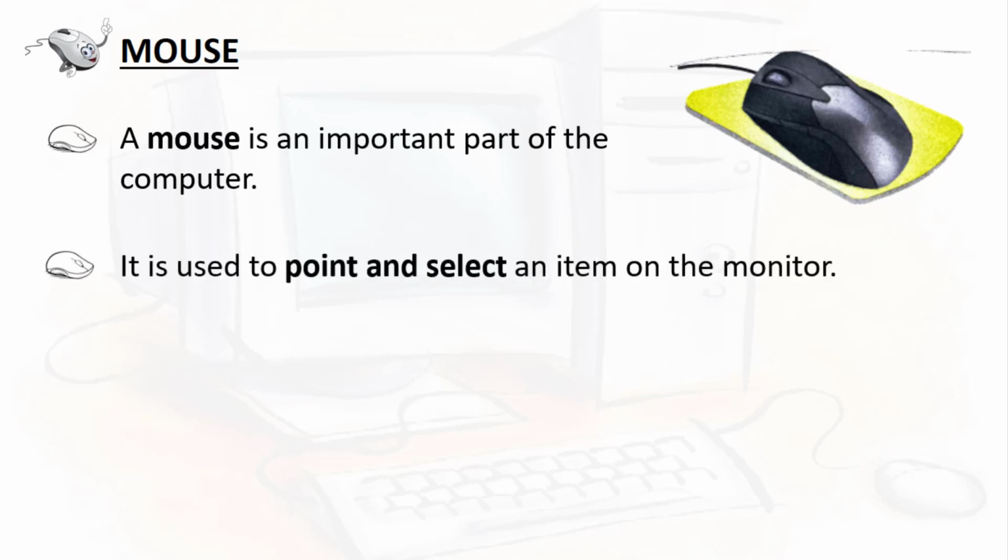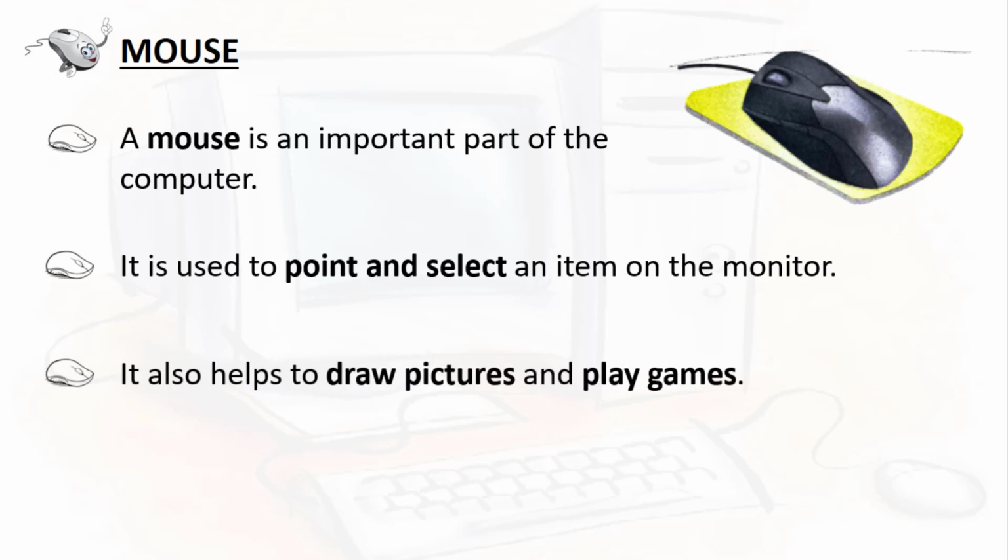It is used to point and select an item on the monitor. By using the mouse, we are able to point at and select anything which is visible on the monitor. It also helps to draw pictures and play games. By using the mouse, we can draw pictures as well as play video games on the computer system.